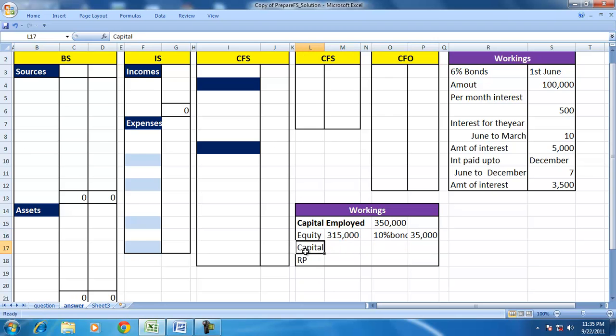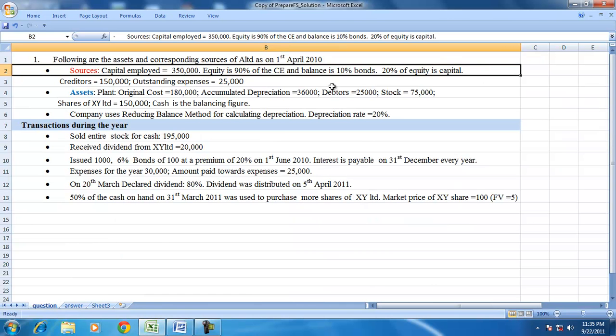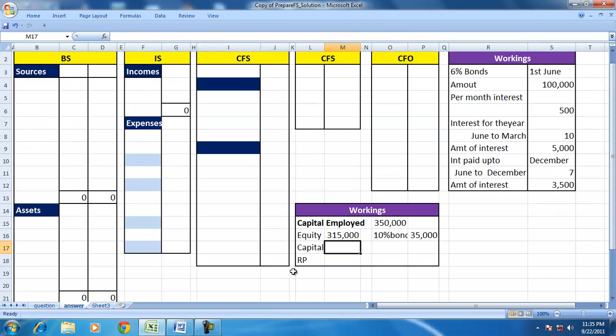And equity consists of the capital and the reserves or the retained profit. It says that 90% of the capital employed is the equity and 20% of equity is capital. So the balancing figure of equity is retained profit. This information tries to strengthen our understanding of the capital employed. In a balance sheet, instead of showing capital employed, we show capital, retained profits and the bond.